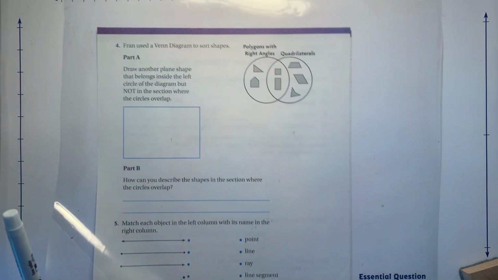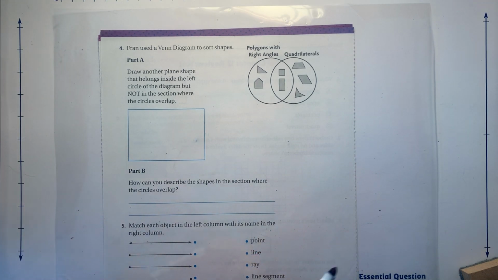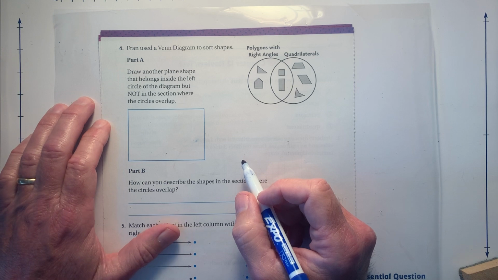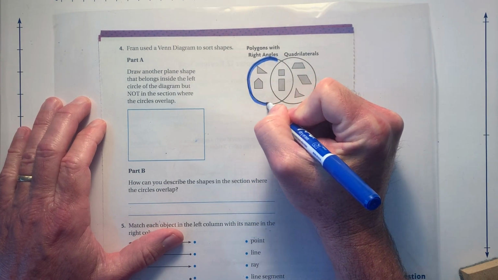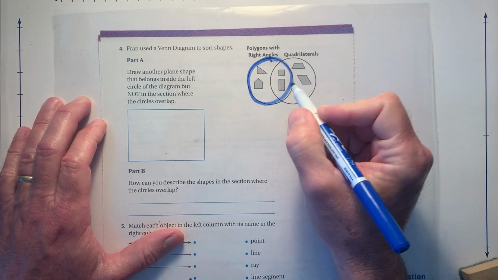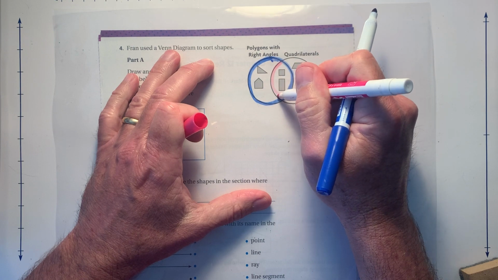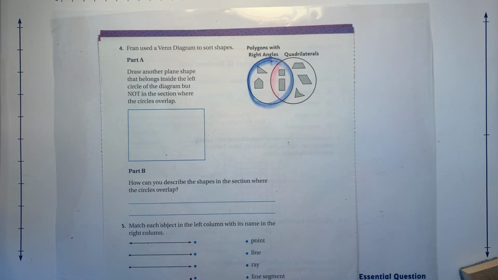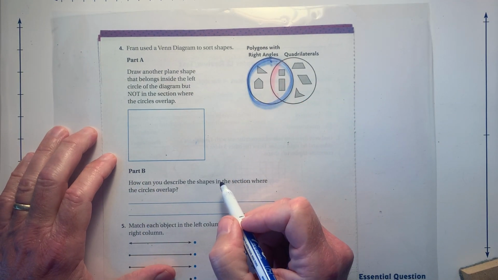Fran used a Venn diagram to sort shapes. Let me pull this down here for you. Okay. Draw another plane shape that belongs inside the left circle of the diagram, but not in the section where the circles overlap. Well, that means I need something that would fit in here, but not in this section right here. So I'm going to look at this. I have to have it have right angles, but it cannot be a quadrilateral.